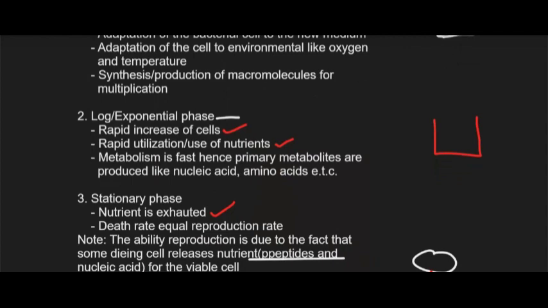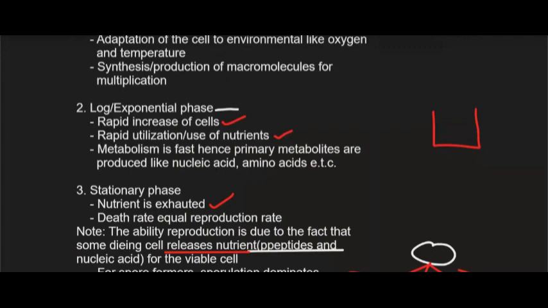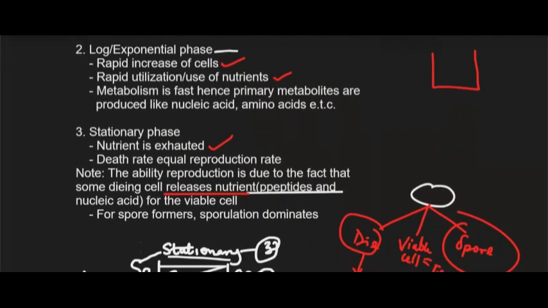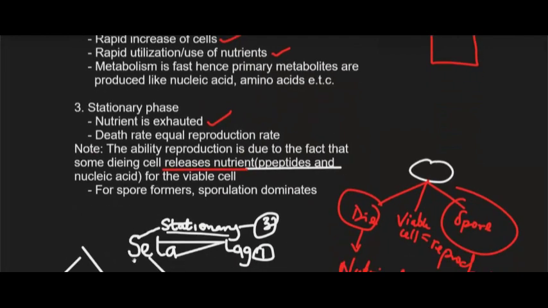Now, at that stage, the nutrients they are releasing, right? The nutrient they are releasing is usually peptide and nucleic acid, right? For what? For the viable cells to be able to reproduce. Does that make sense? Right. Now here, the last thing observed is spore formation. Spore formation, or sporulation, is usually dominating, right?